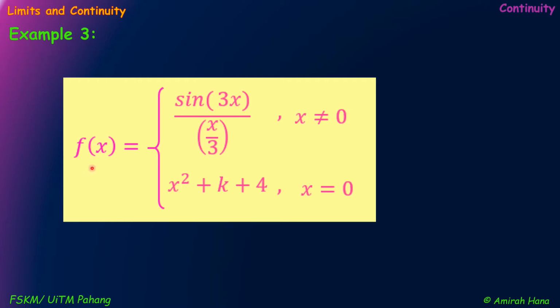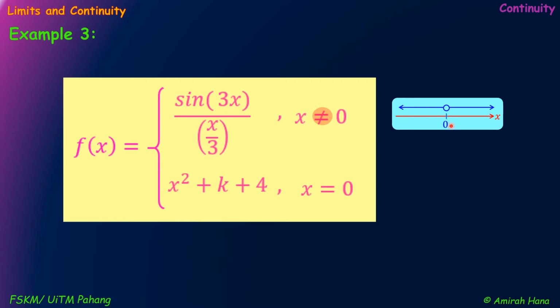First, we consider f(x) equals sin 3x over x over 3 for domain x not equals to 0, and f(x) equals x squared plus k plus 4 for domain x equals to 0. Alright, look at this sign. We have x not equals to 0. We can draw a real number line like this.